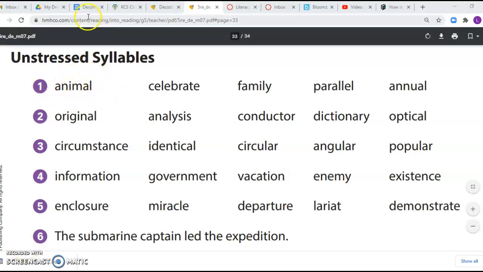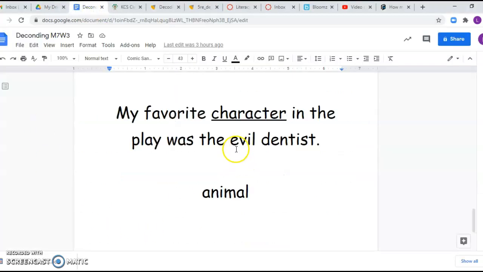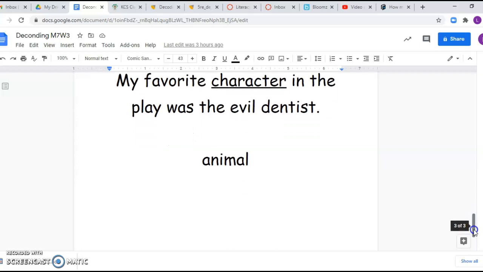So I'm going to go back to a different screen here, and you can see I already have the word animal right underneath the sentence that we just went over. And the first thing that I'm going to do is divide it into syllables. And when I divide it into syllables, it looks like this.